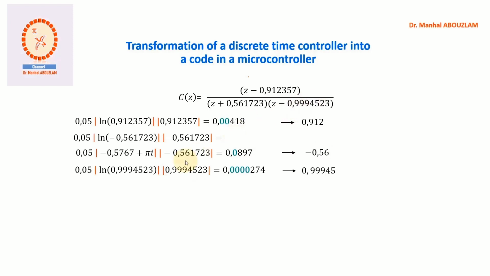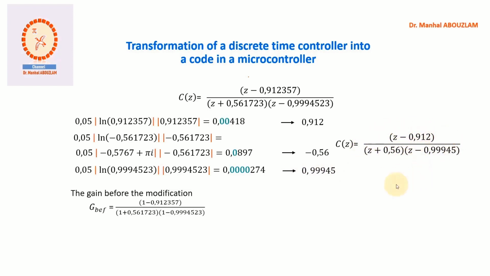Now we consider this pole, and we can observe that we have 4 zeros. So 4 plus 1 is equal to 5. So we will keep 5 digits after decimal point. So here is the transfer function after the modification.